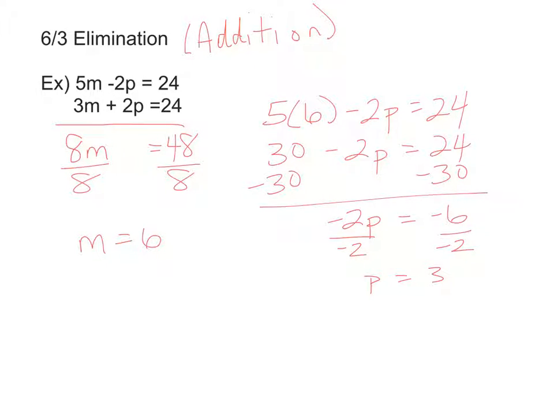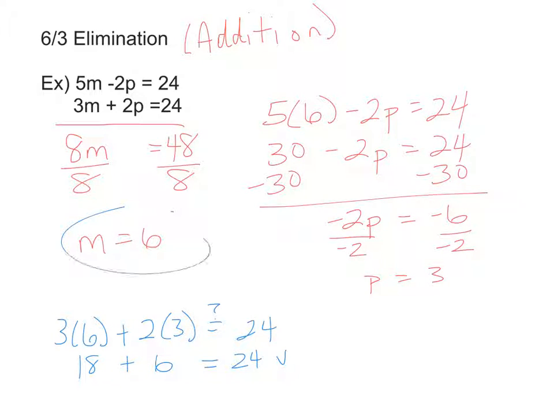Okay, if you're unsure whether this would be right or not, you can always plug them back in. If we solved out the top one right, then 6 and 3 will both work. So I like to use the bottom one just to check. So 3 times 6 plus 2 times 3, does that equal 24? Well, 3 times 6 is 18, plus 6, it does equal 24, so therefore my answer of m equals 6 and p equals 3 is true.